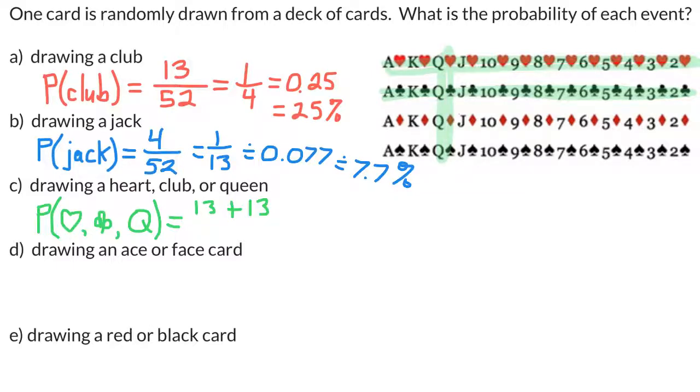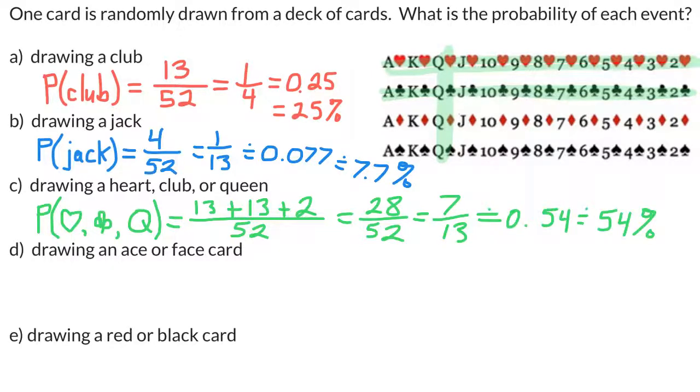However, 2 of those queens have already been included in the hearts and the clubs. So really, we only have 2 more queens. And again, there are 52 possible outcomes in our sample space. So that's a probability of 28 out of 52, which in lowest terms is 7 out of 13, which is about 54%.